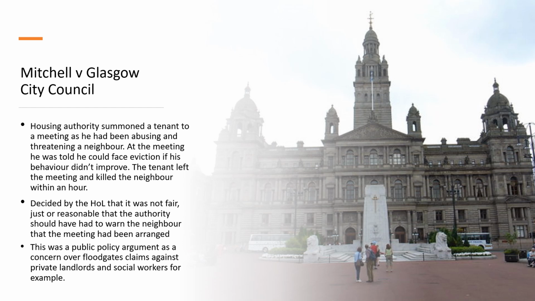Now, a bit of a random case. We've got Mitchell v Glasgow City Council. In this case, the housing authority summoned the tenant to a meeting as he'd been abusing and threatening a neighbour. At the meeting, he was told he could face eviction if his behaviour didn't improve. The tenant left the meeting and killed the neighbour within an hour, because obviously he had complained against him. It was decided by the House of Lords it wasn't fair, just and reasonable that the authority should have had to warn a neighbour that the meeting had been arranged. There was a public policy argument as well about the floodgates argument. Would there be many claims against private landlords and social workers, for example? So it was a floodgates argument. The court were very reluctant to impose a duty in this case.